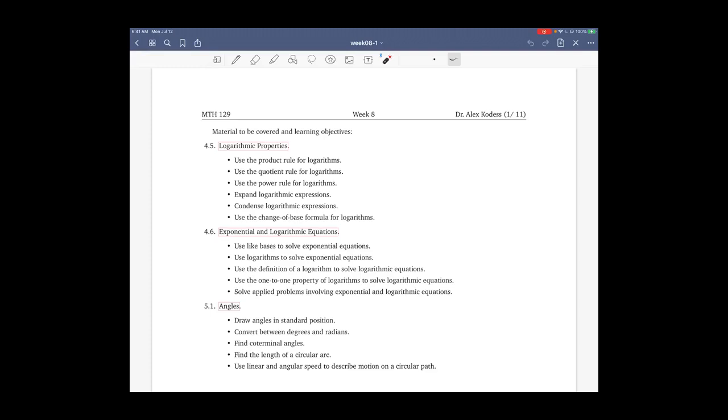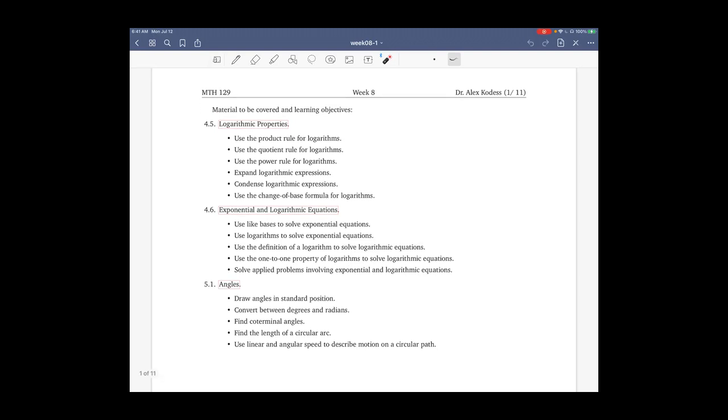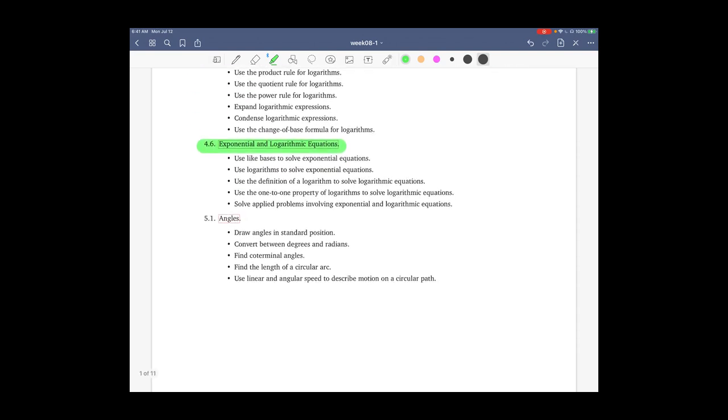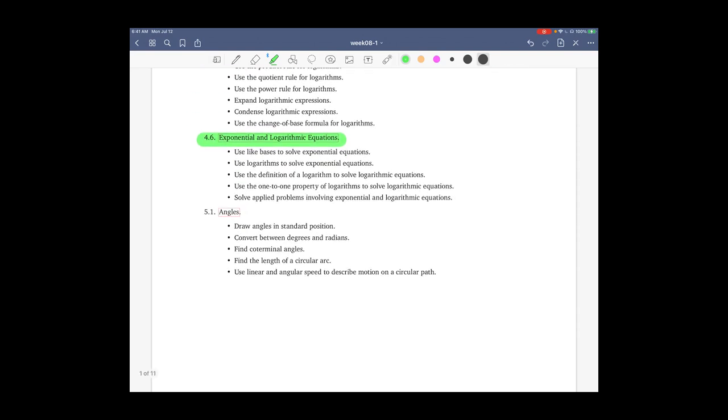This week our plan is the following. We will talk a little bit more about logarithmic functions. Specifically, we'll talk about logarithmic properties. Then we will solve some exponential and logarithmic equations. That's an important topic. And after that, we will begin our long journey into trigonometry. We will start talking about angles.